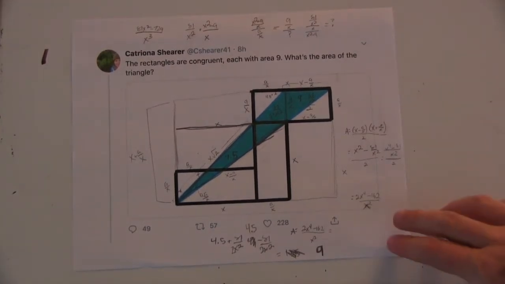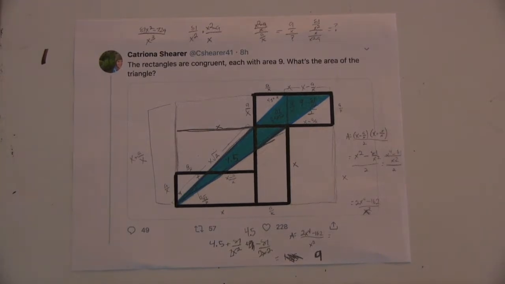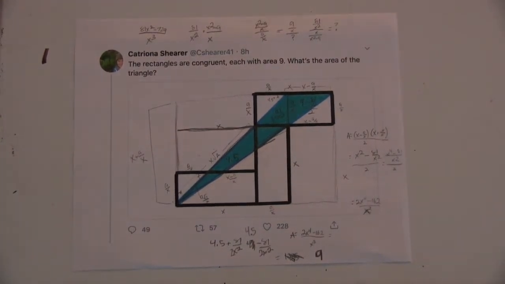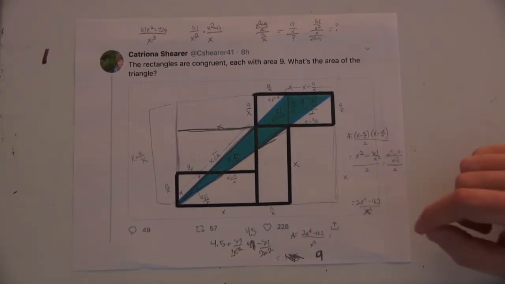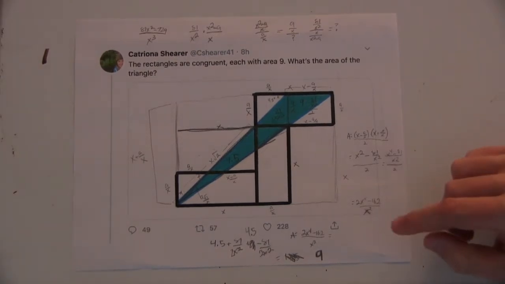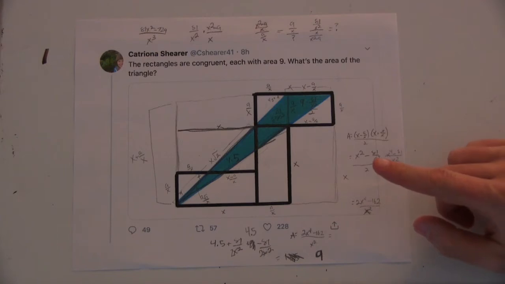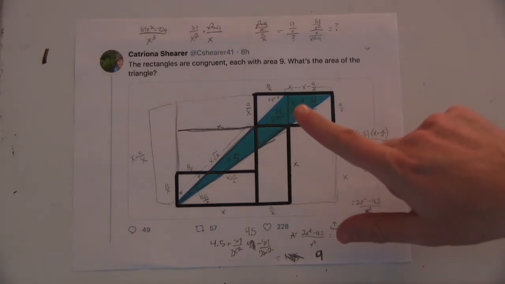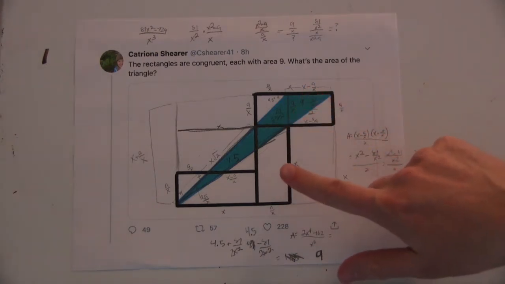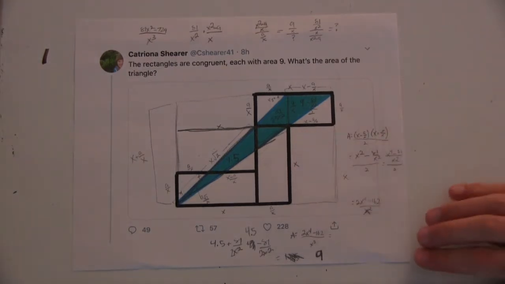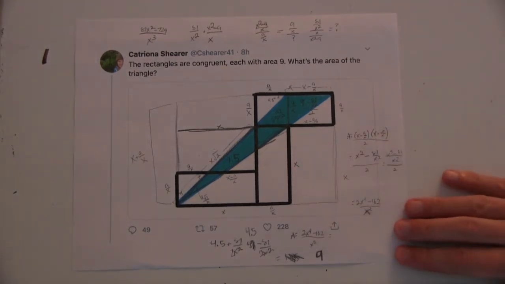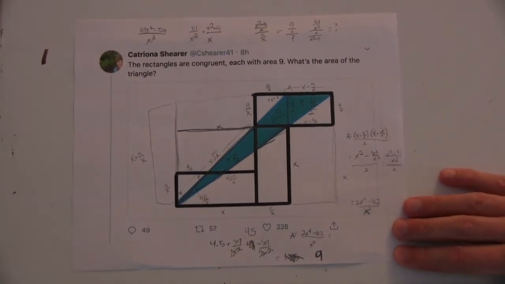Okay, so this is again today's puzzle from Catriona Shearer. It gave you a pretty good challenge, but you have an answer. We haven't looked at the Twitter thread yet, but we're going to have you go through what your work was. The rectangles are congruent, each of which has an area of 9. What is the area of the triangle? So why don't you explain how you approached this problem? It's a lot of writing here, but I think you can talk about what you did.